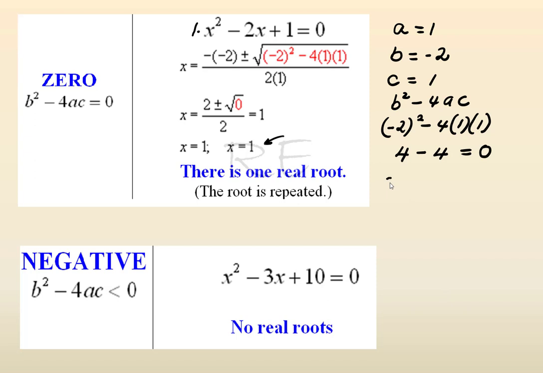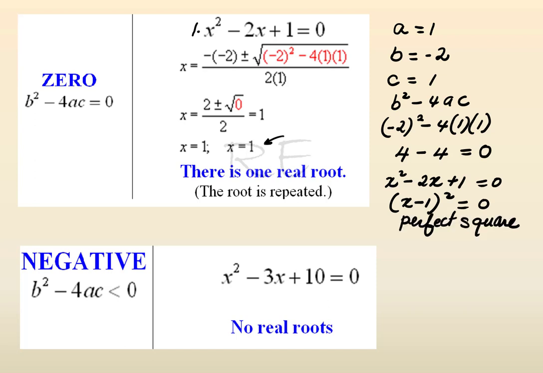If the quadratic is a perfect square, then the discriminant is equal to 0. X squared minus 2x plus 1 is a perfect square. X minus 1 squared. Therefore, the discriminant is equal to 0.